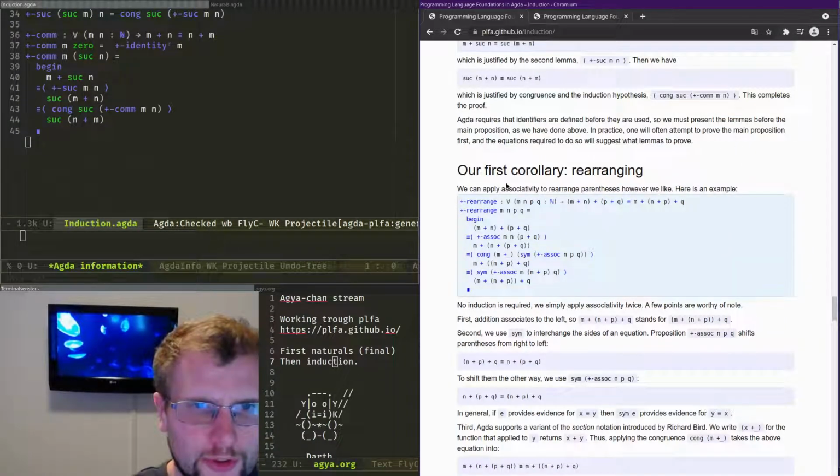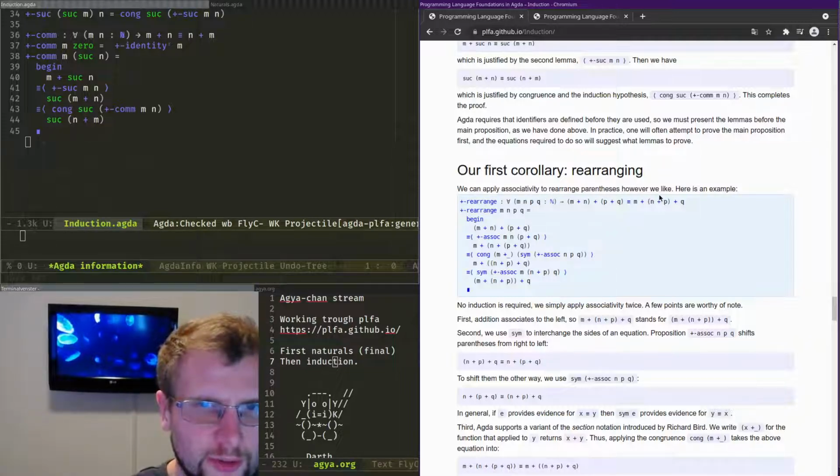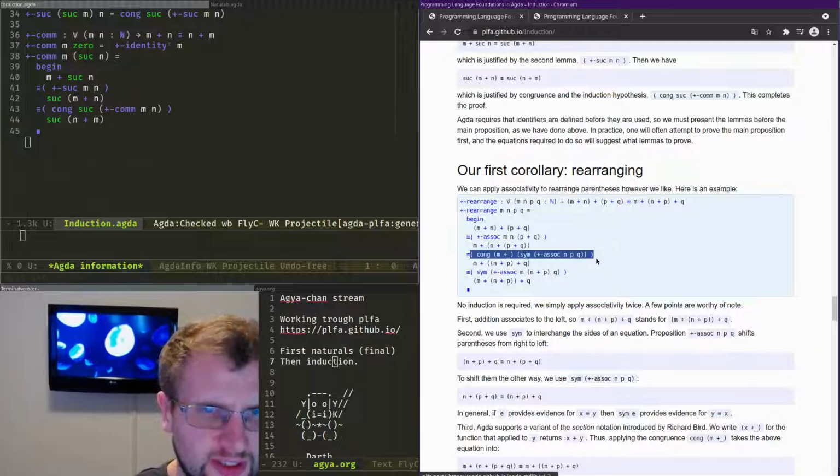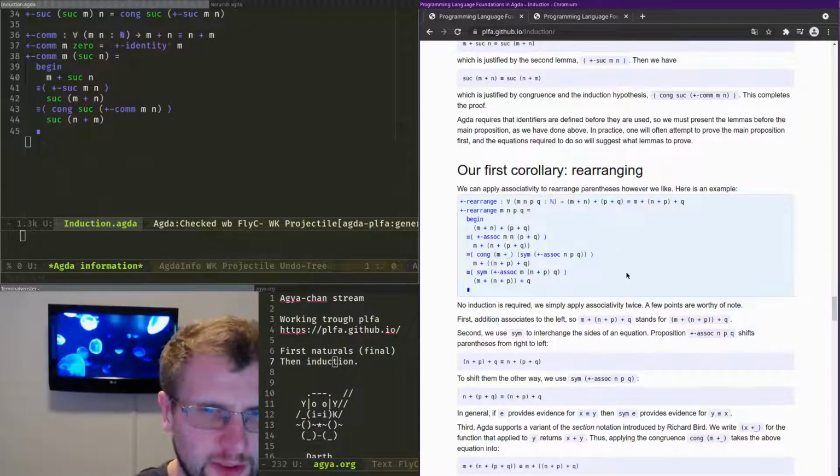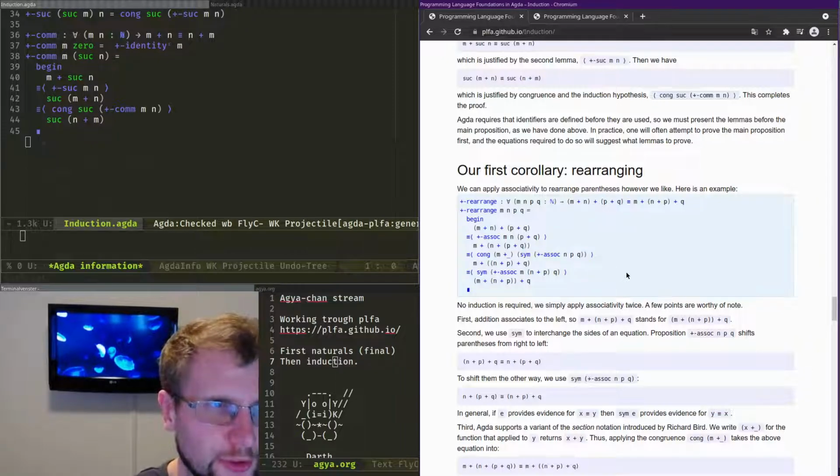Our first corollary, rearranging. We can apply associativity to rearrange parentheses however we like. Here's an example. No induction is required. Oh, isn't that an induction? We simply apply associativity twice. I mean, you don't call yourself, therefore you don't do an induction.